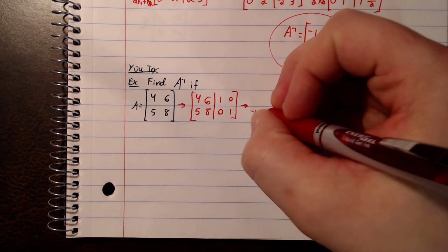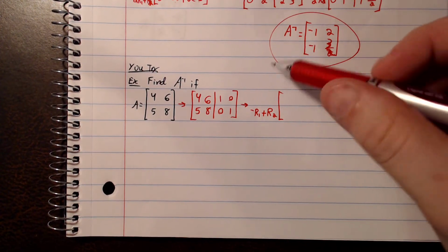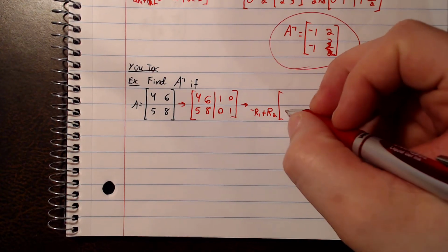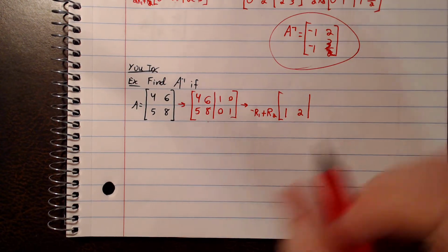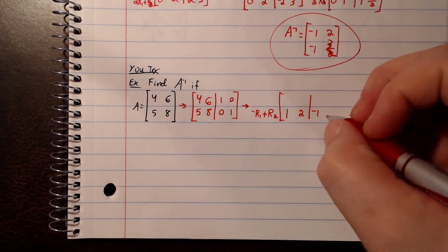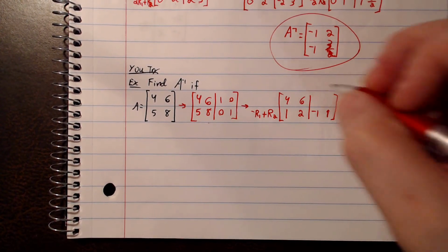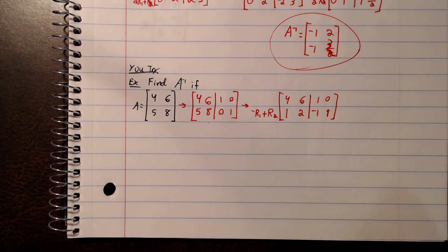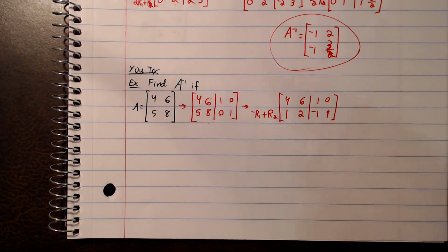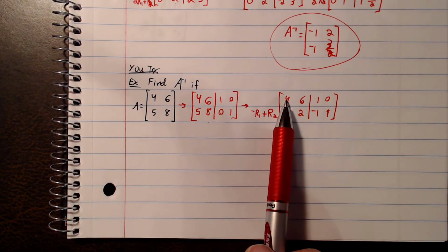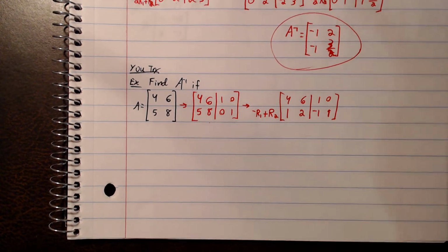So let's do that. I'm going to add -1 of row 1 plus row 2. So let's see, -4 plus 5, that's 1. -6 plus 8 is 2. -1 plus 0 is -1. And 0 plus 1 is 1. That would be my first step. Again, with row operations, there are different ways you can go about it. Like, for example, you could right away switch these two. You could. I'm not going to do that, though. I'm going to get rid of this 4 first. I'm going to take -4 times this row and add it to row 1.